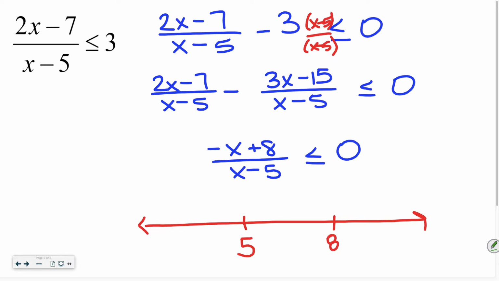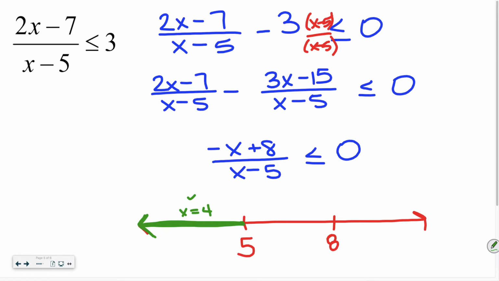Guy, give me a number less than 5. 4. Sure. Negative 4 plus 8 is a positive number, divided by 4 minus 5. That's a negative number. Positive divided by negative is negative. Do you see how I didn't even care about what the value was? I only care about positive, negative.